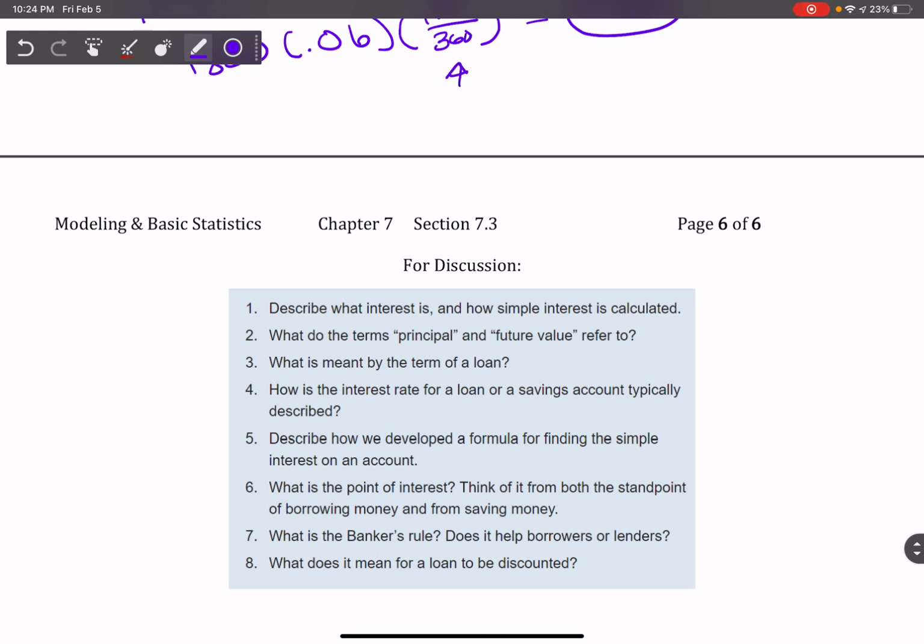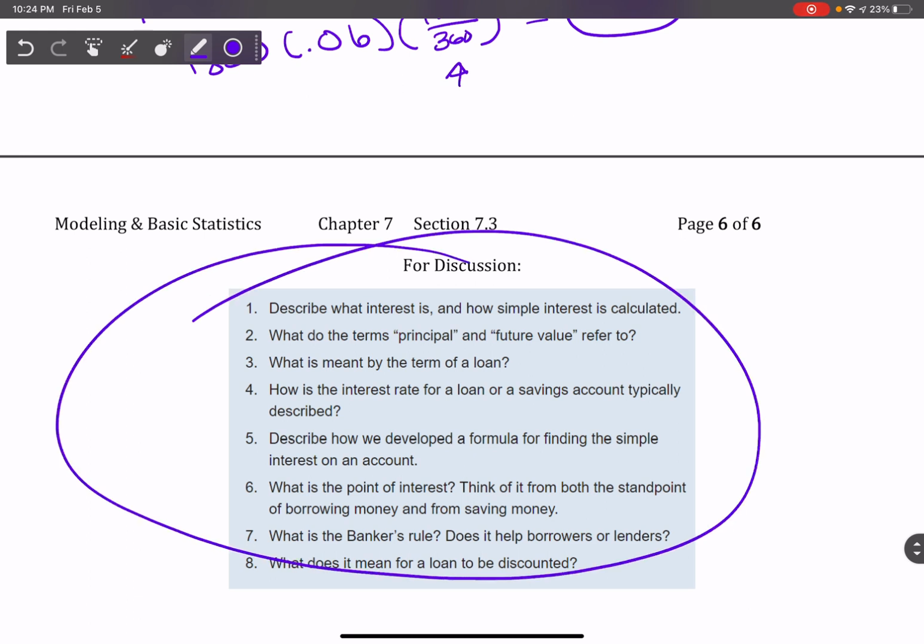All right, so that's the end of section 7.3. Make sure you are reading over your discussion questions and writing down any questions, comments, or concerns that you may have for me.